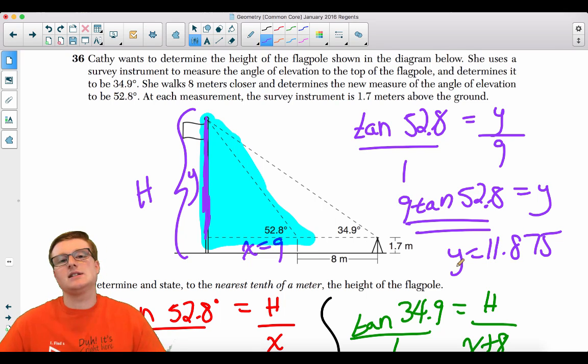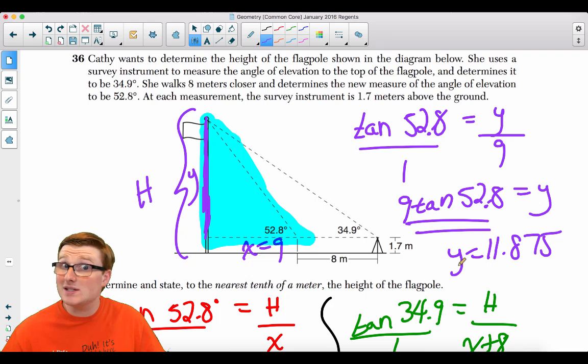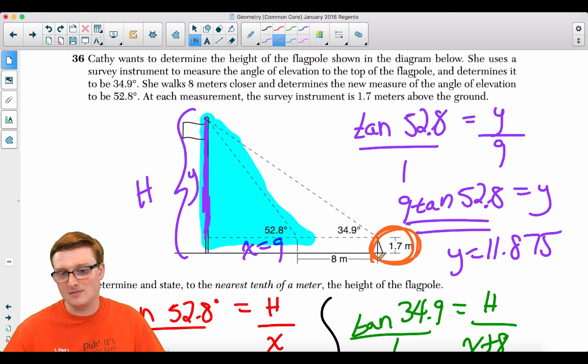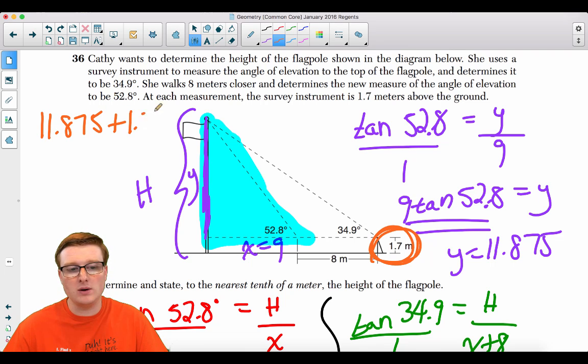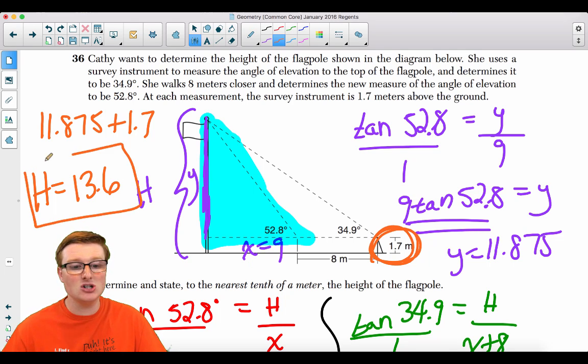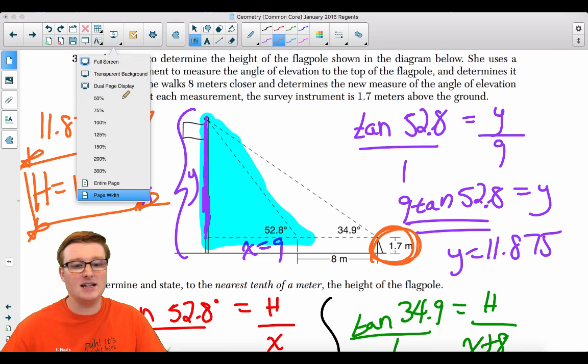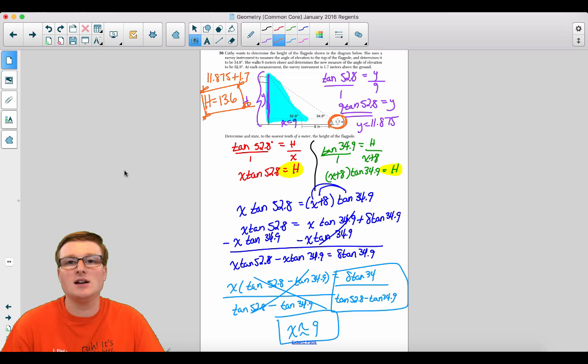And people stopped there and said, yeah, that's the height of the flagpole. No, it's not. Because what did we forget to do? That 1.7. We need to add that 1.7 to the y value. So it's really 11.875 plus 1.7. So your big H, your final answer, is equal to 13.6 meters high. Star it, love it, and that is how you do that monstrosity of a question.